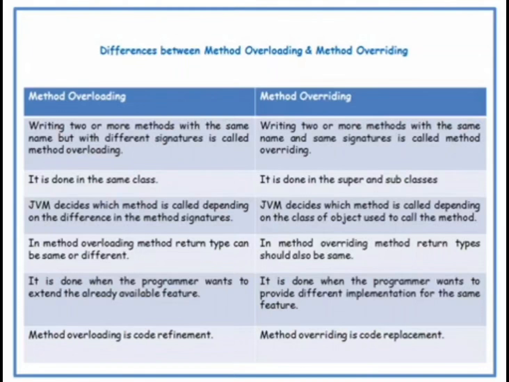Method overloading is done when the programmer wants to extend the already available feature. Method overriding is done when the programmer wants to provide a different implementation for the same feature. Method overloading is code refinement, and method overriding is code replacement. This is the difference between method overloading and method overriding.